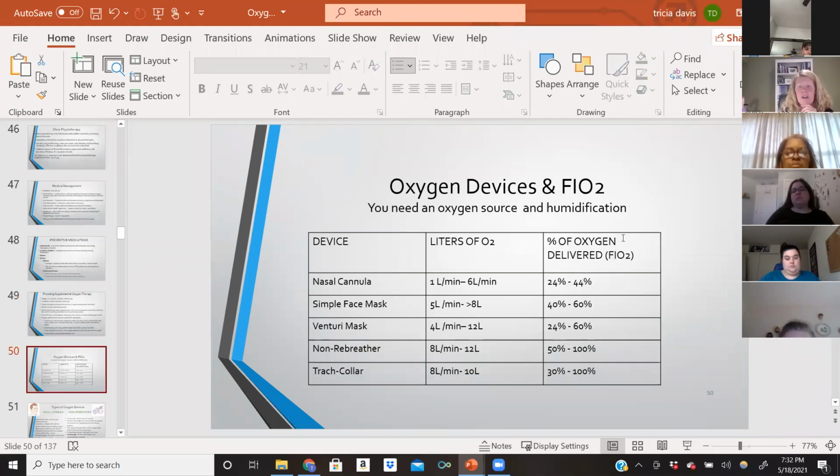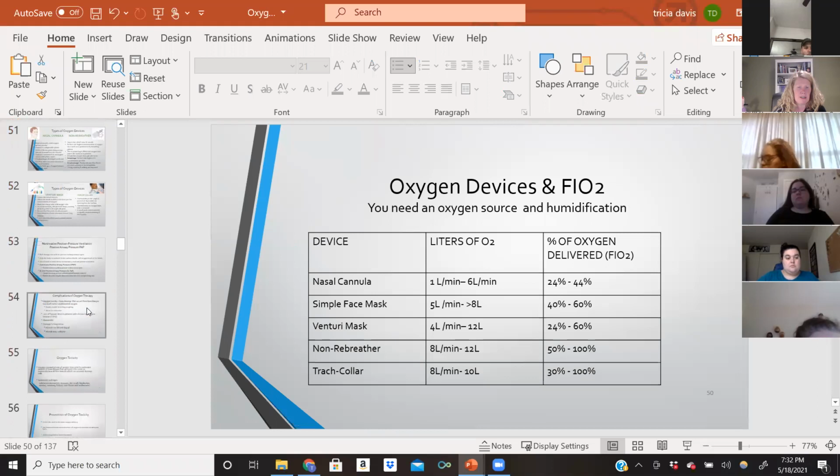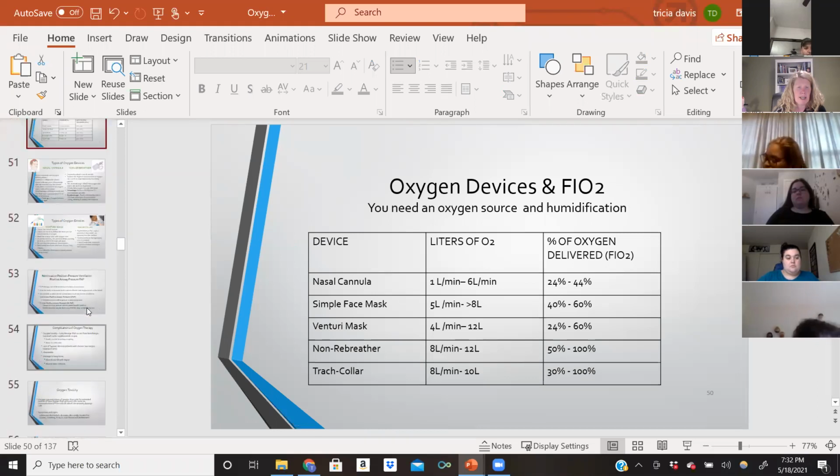So these are our oxygen devices. You guys need to know this chart, okay? You're gonna see it on your exam. So when we talk about giving a patient nasal cannula, I'm pretty sure we're going to have a picture of it down here somewhere. I thought we did. It's in your book.